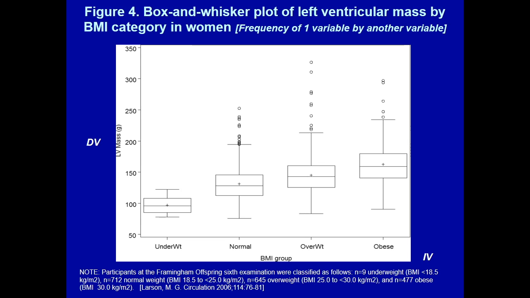Then we have a number of outliers in the normal, overweight, and obese. We actually have outliers in the overweight that have a higher left ventricular mass than some of those individuals in the obese category. But they're all higher than the median value. There's none that are below that first quartile and that whisker, that's 1.5 times the width of the box. So that's just one way you can compare and see how those values differ among different groups of individuals.